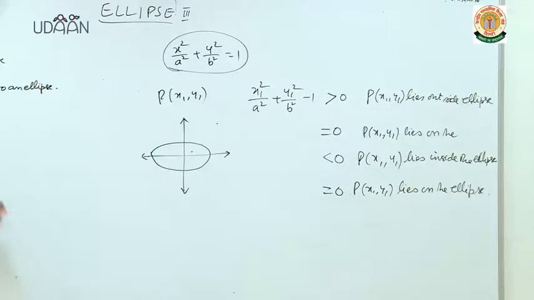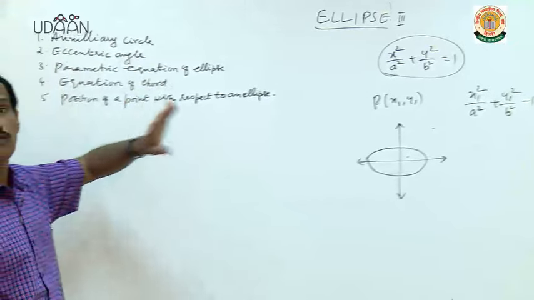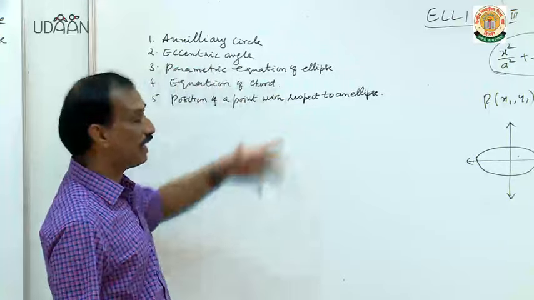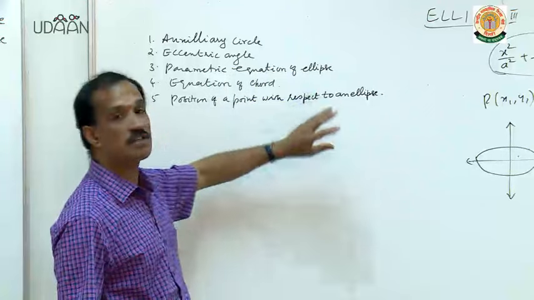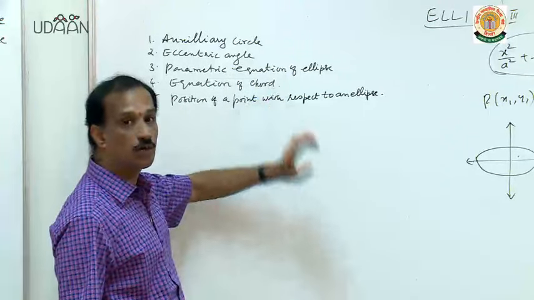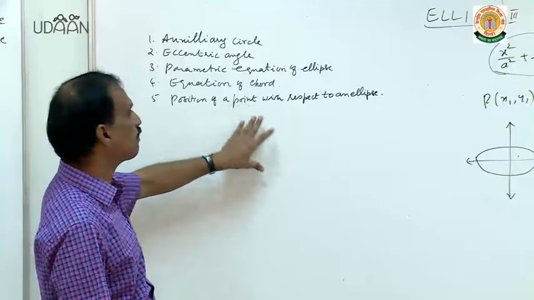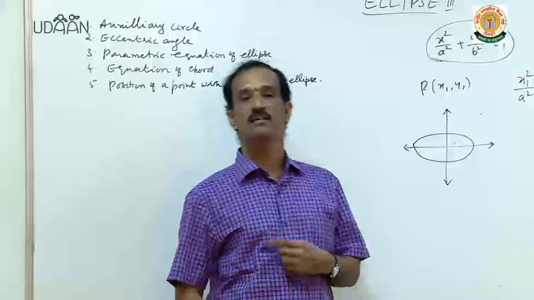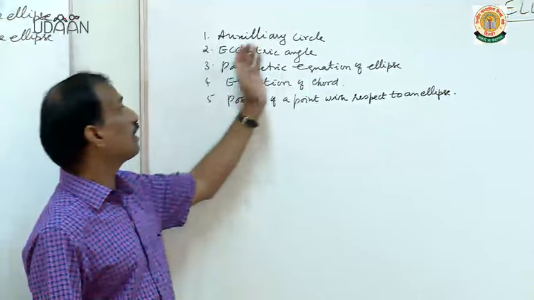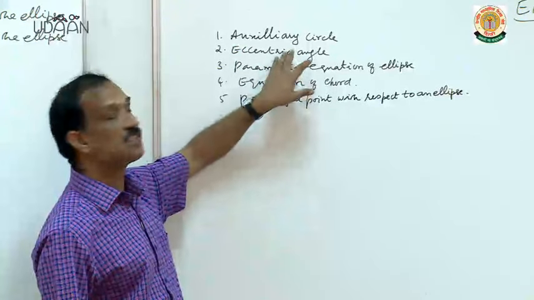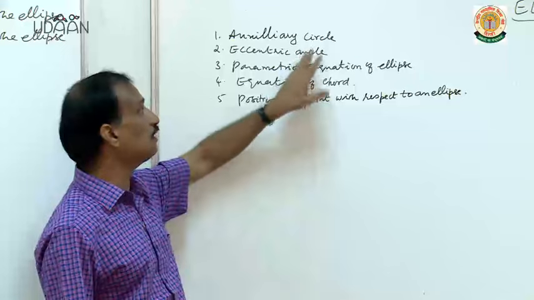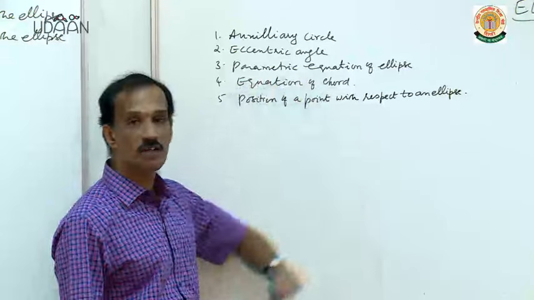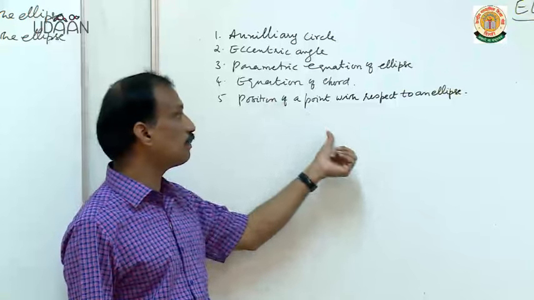Now, what we have seen today: the auxiliary circle, how to form it, what is its radius, then the eccentric angle, what it means and how to find it, and then from there we have seen the parametric equation of an ellipse, then the equation of a chord, how to form it and what is its equation, and then the position of a point with respect to an ellipse.